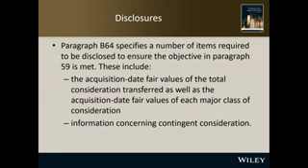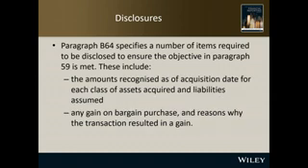You must disclose the acquisition date fair value of total consideration transferred, as well as the acquisition date fair values of each major class of consideration. In the previous example, we have four major classes of consideration, and also information if there are any contingent consideration agreements, subject to certain situations. The amounts recognized at acquisition date for each class of assets and liabilities assumed must be disclosed, and any gain on bargain purchase and the reason why the transaction resulted in a gain. Always remember, gain on bargain purchase will go to profit and loss. It will increase the profit. So that's why the standard requires you to give a good reason why the transaction resulted in a gain. It's not common to result in gains.